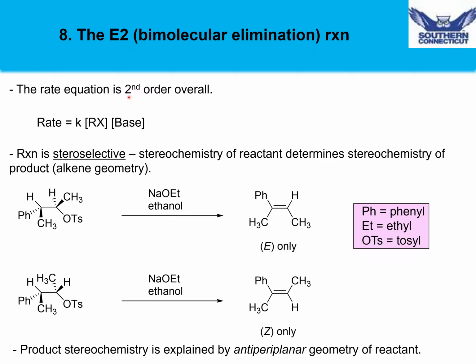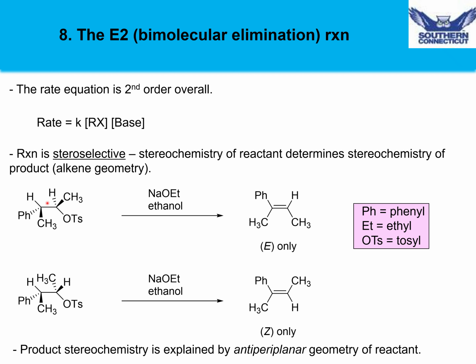The E2 reaction is also stereoselective. It is stereoselective because the stereochemistry of the reactant will predict the stereochemistry of the product. So stereoselective reactions in general means that the product is predictable in terms of stereochemistry. For the case of the E2 reaction, we predict it based on the stereochemistry of the reactant. So E2 reactions will always undergo through an anti-periplanar geometry.